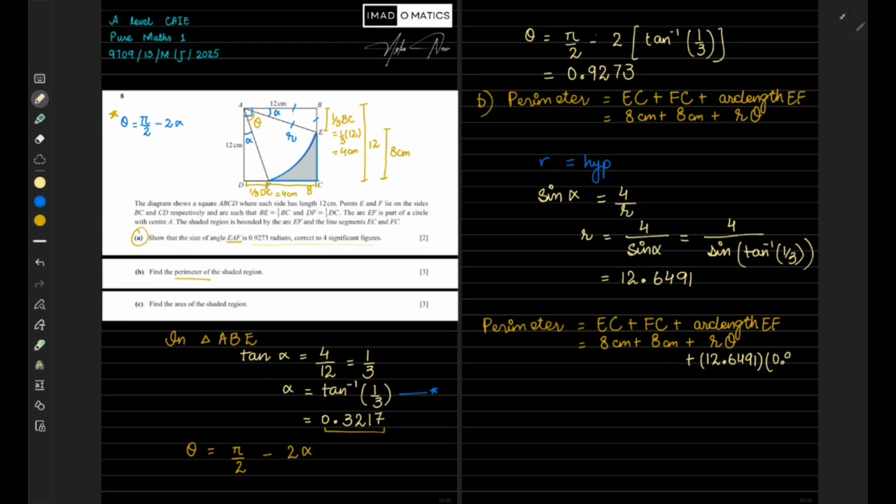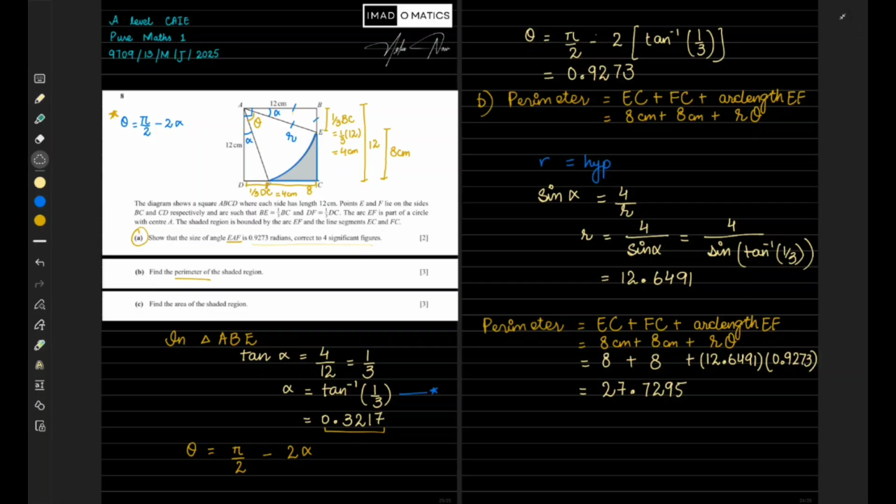So 0.9273 plus 8 plus 8. And when you add this all up, you will get the perimeter to be 27.7295. Okay, we are done with part B as well.